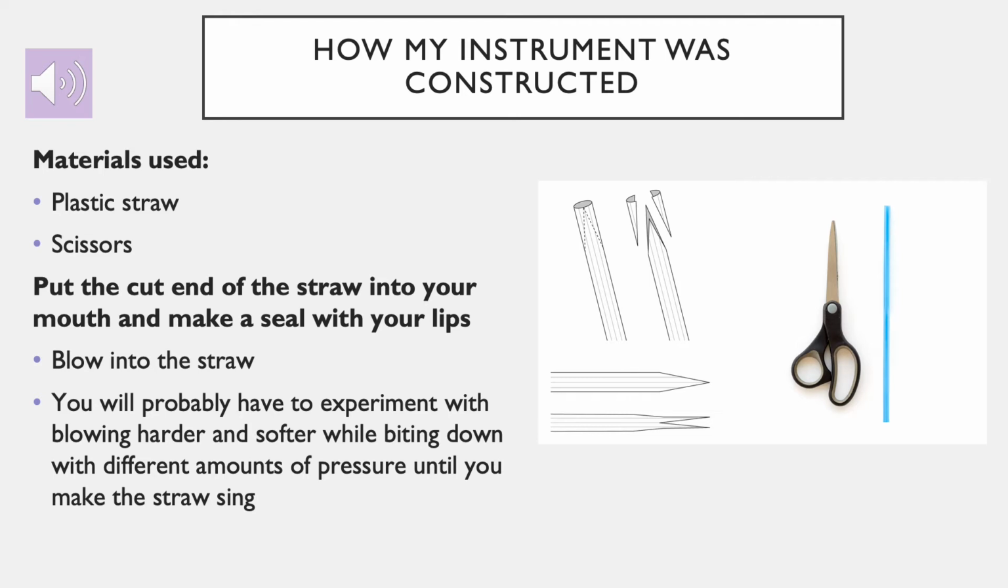I then put the cut end of the straw into my mouth and made a seal with my lips. I then blew into the straw. You will probably have to experiment with blowing harder and softer while biting down with different amounts of pressure until you make the straw sing. The beveled lips that were cut and flattened act as a reed for the instrument that I created. When you blow into the reed and get it vibrating, you send pulses of compressed air down the straw, causing the air in the tube to start vibrating too.